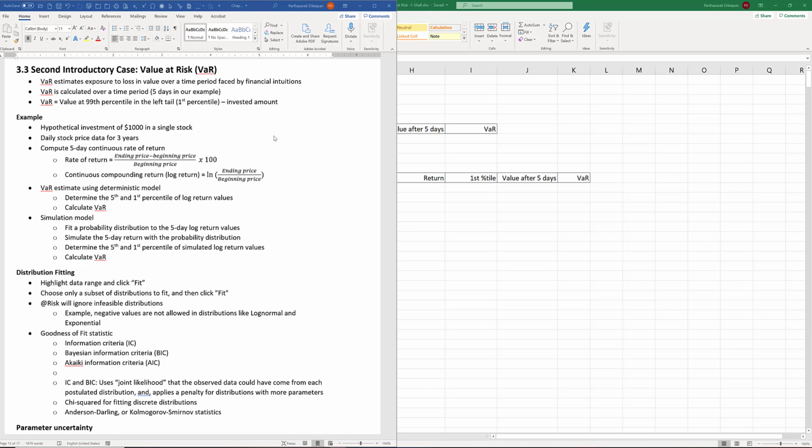The next case we're going to look at is value at risk. In financial terminology, value at risk is the estimated potential loss that one may suffer over a time fence. So you specify a time fence, you say what is the value at risk for 1 day or value at risk for 5 days. We're going to calculate value at risk over 5 days in our example.